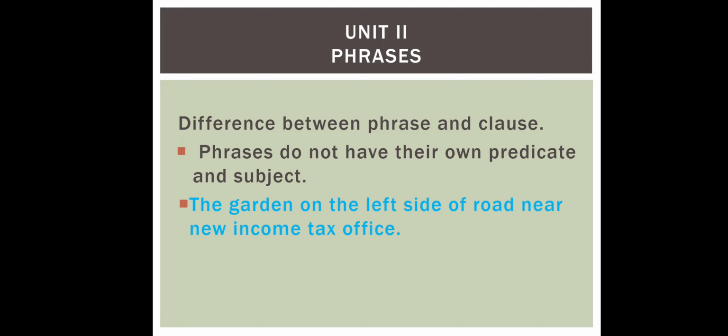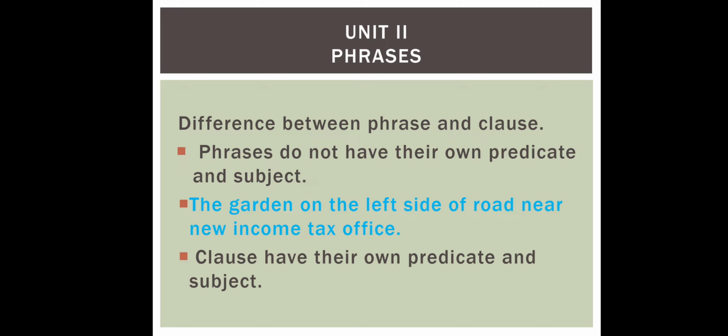Look at this example. The garden on the left side of road near new income tax office. So friends, though this example has many words, it is not a clause, it is a phrase, because it doesn't have a predicator or a subject. On the other hand, clauses have their own predicator and their own subject. For example, the cat is playing with mouse.